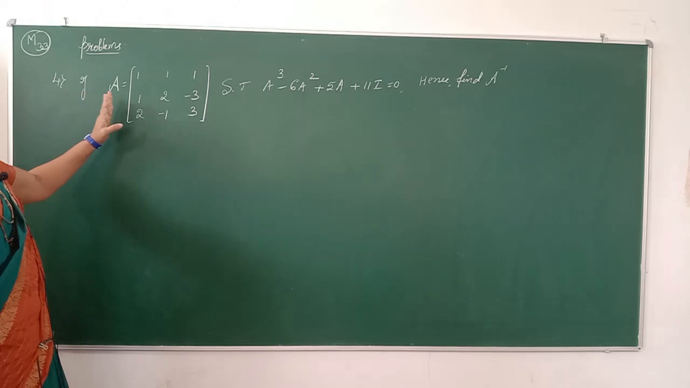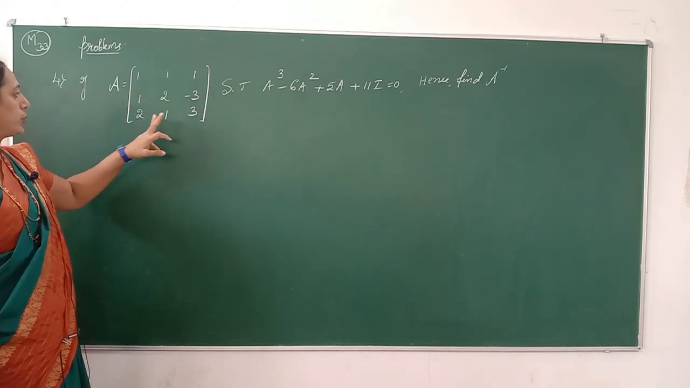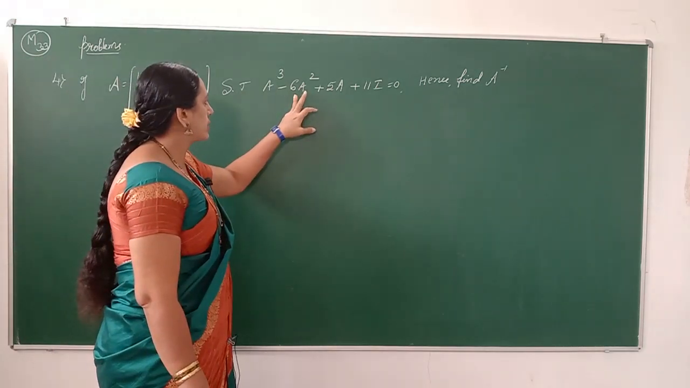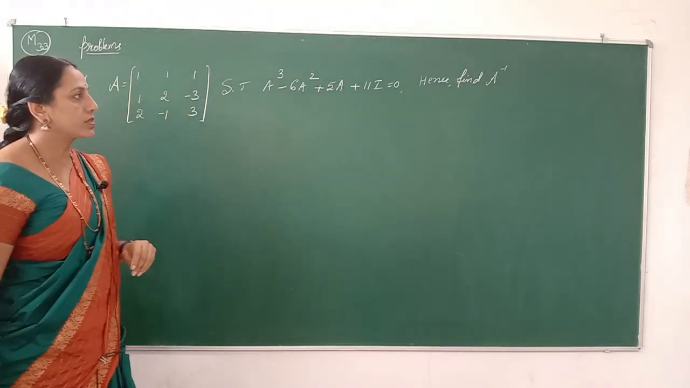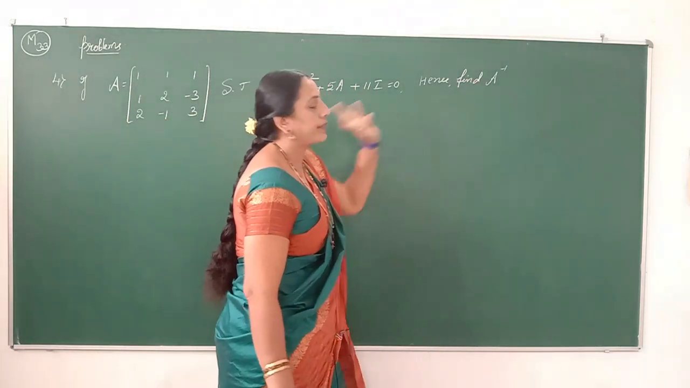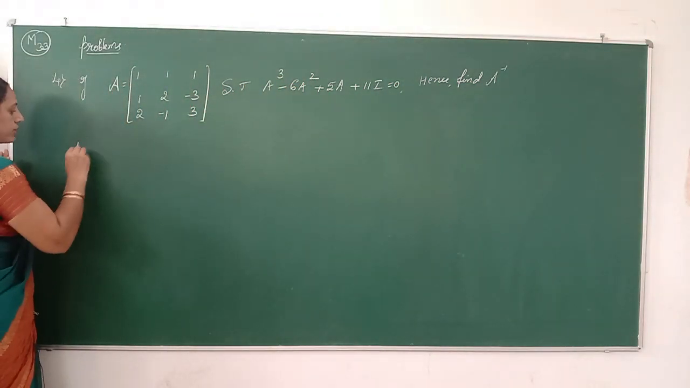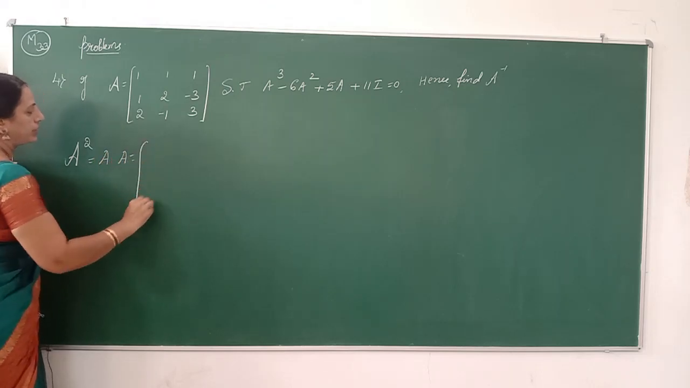Next one, if A equals [1 1 1; 1 2 -3; 2 -1 3], then show that A cube minus 6A square plus 5A plus 11I is equal to 0, and hence find A inverse. Again, first we'll verify the equation. First we'll find the elements of A square. A square is nothing but A into A.